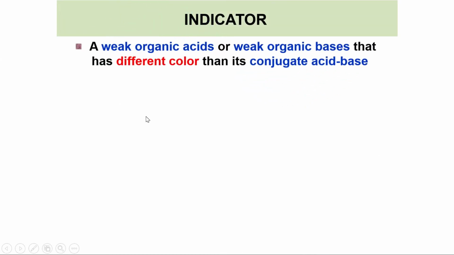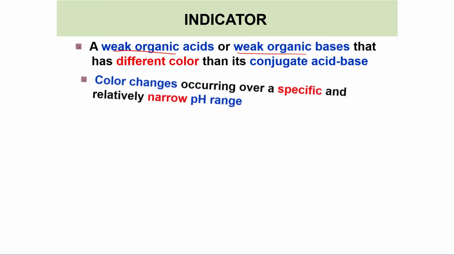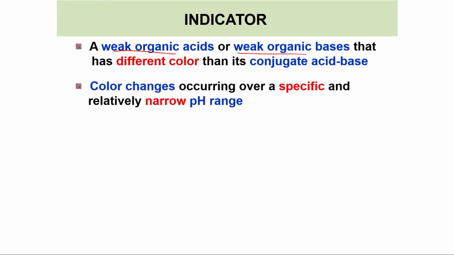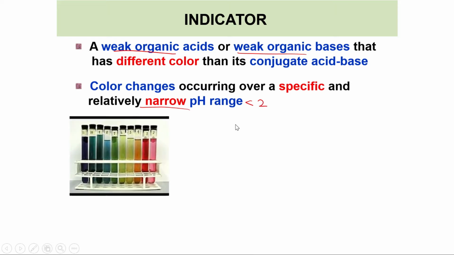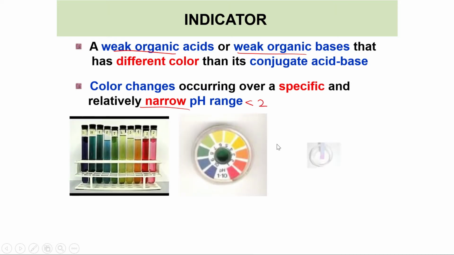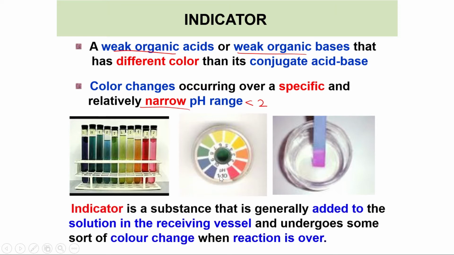Indicator. An indicator is a weak organic acid or weak organic base that has a different color than its conjugate acid-base pair. The color change occurs over a specific and relatively narrow pH range, which is usually less than 2. Here are a few examples of indicators. An indicator is a substance that is generally added to the solution in the receiving vessel and undergoes some sort of color change when the reaction is over.